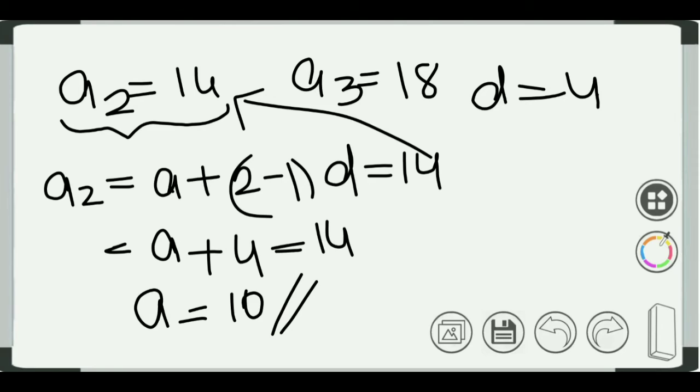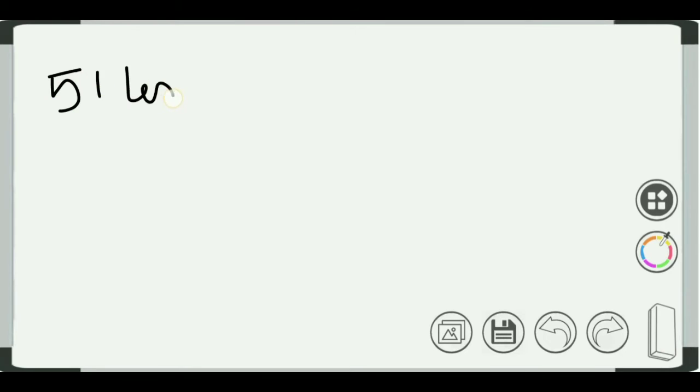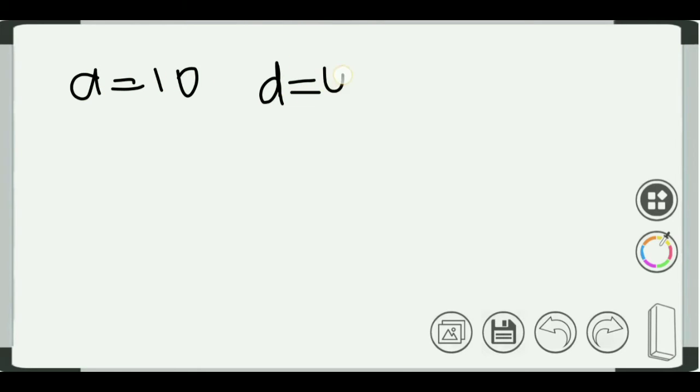Okay, we need to find the sum of first 51 terms. Sum of first 51 terms means what? N you can take as 51. Okay. A is equal to 10, D is equal to 4, N is equal to 51. Easily you can find the sum of first 51 terms of an AP.